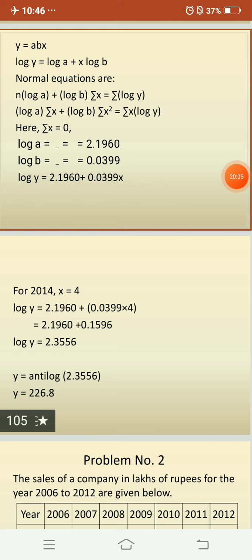The population is how much here? 226.8 thousands. The units are already mentioned: population in thousands. Here you get the population Y equals 226.8, that is nothing but 226.8 thousand population in the year 2014.